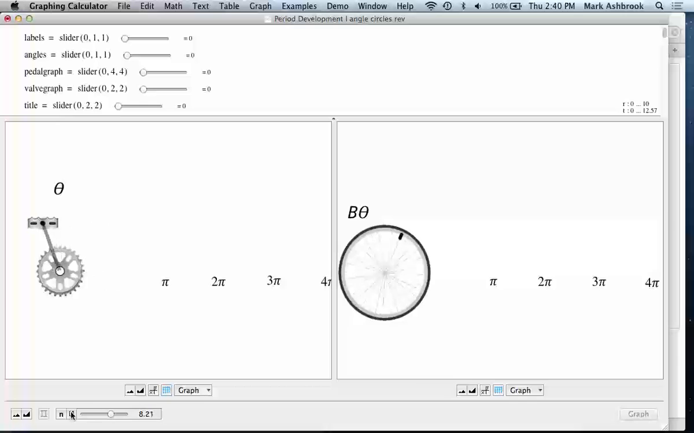Okay, so what's happening here? They're spinning at the same speed, but what's the difference between the two angles? The tire valve starts behind it. By how much? Pi over 4. And always stays behind by pi over 4.